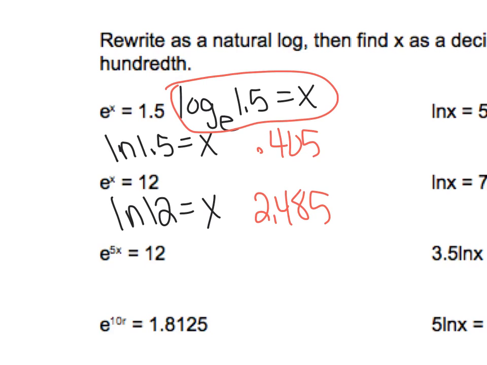Okay, and just moving on, looking at a couple more examples here. e to the 5x equals 12 means we'd have the natural log of 12 equals 5x. Well, we don't want 5x, we want x, so I divide both sides by 5. When you put this into your calculator, you need to make sure you close those parentheses after the 12 so that it does the natural log of 12, gets that number, and then divides it by 5.